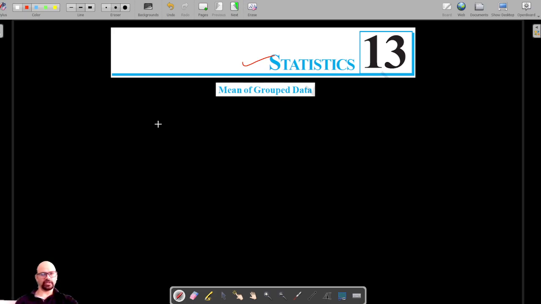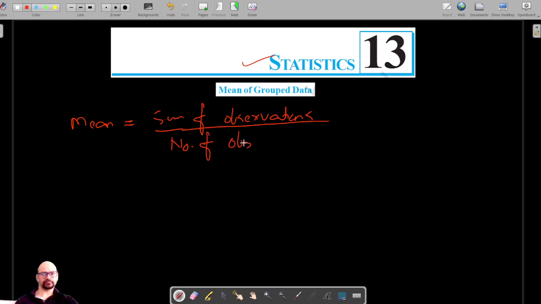And we have discussed in class 9 how to find the mean of ungrouped data, which is the sum of observations divided by the number of observations.